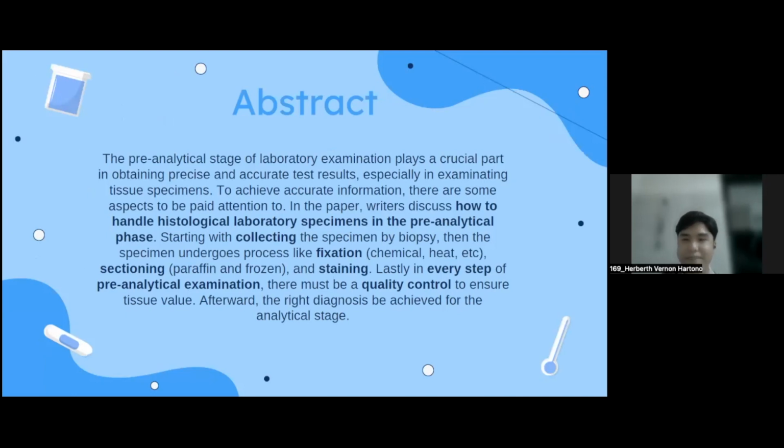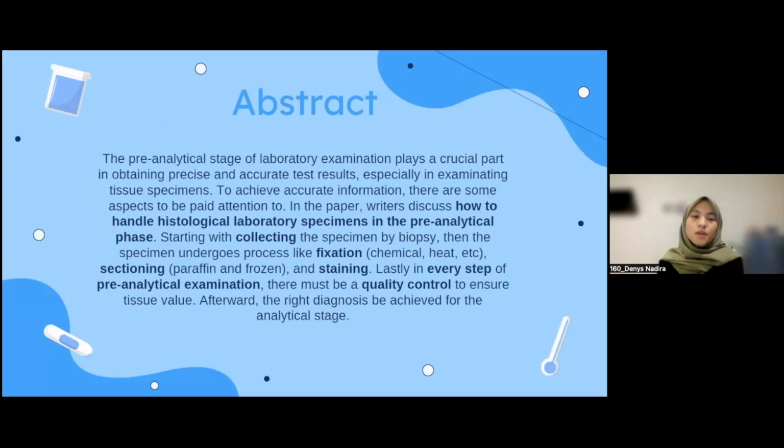My name is Nadira, and I will explain the abstract. The pre-analytical stage of laboratory examinations plays a crucial part in obtaining precise and accurate test results, especially in examining tissue specimens. To achieve accurate information, there are some aspects to be paid attention to. In the paper, the writer discussed how to handle histological laboratory specimens in the pre-analytical phase, starting with collecting the specimen by biopsy. Then the specimen undergoes processes like fixation, sectioning, and staining. Lastly, in every step of pre-analytical examination, there must be quality control to ensure tissue value. Afterward, the right diagnosis will be achieved for the analytical phase.